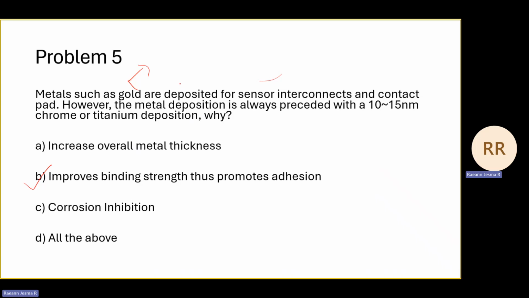For that we use some kind of adhesion layer, and chrome and titanium are some examples of adhesion layers. They are more chemically reactive when compared to noble metals. That's why we deposit them first as a very thin layer, and then we deposit gold. Metals like chrome or titanium will increase the adhesion because they will bind chemically to the substrate.